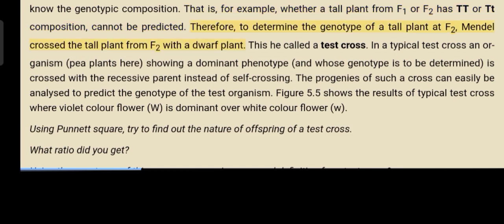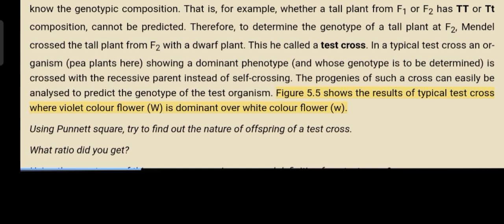Therefore, to determine the genotype of a tall plant at F2, Mendel crossed the tall plant from F2 with a dwarf plant. This he called a test cross. In a typical test cross, an organism, here plants, showing a dominant phenotype and whose genotype is to be determined, is crossed with the recessive parent instead of self-crossing. The progenies of such a cross can easily be analyzed to predict the genotype of the test organism.